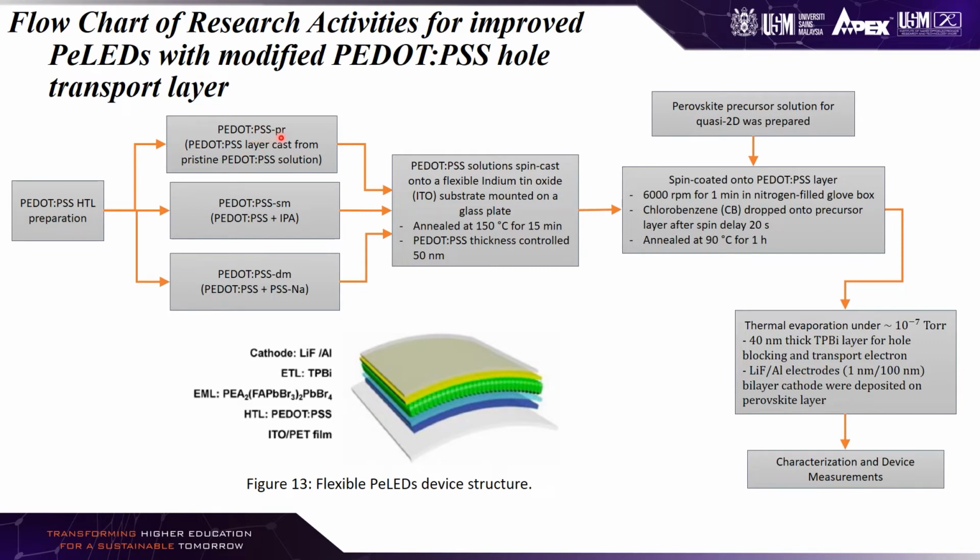We have three different preparations. The first is PEDOT:PSS-PR, which is a PEDOT:PSS layer cast from a pristine PEDOT:PSS solution. The second is PEDOT:PSS-SM, which is PEDOT:PSS plus IPA. And the third preparation is PEDOT:PSS-DM, which is PEDOT:PSS plus PSS-NA.